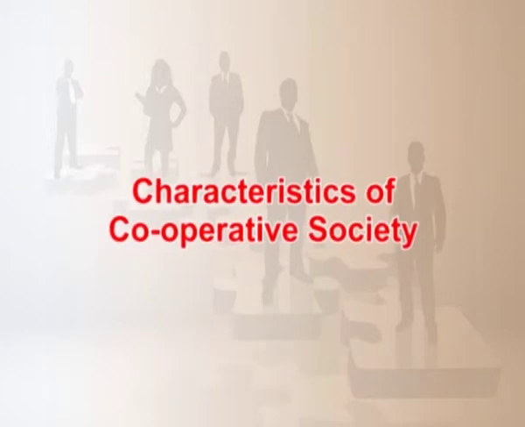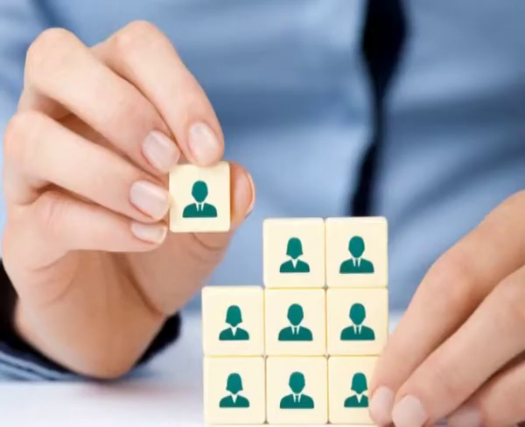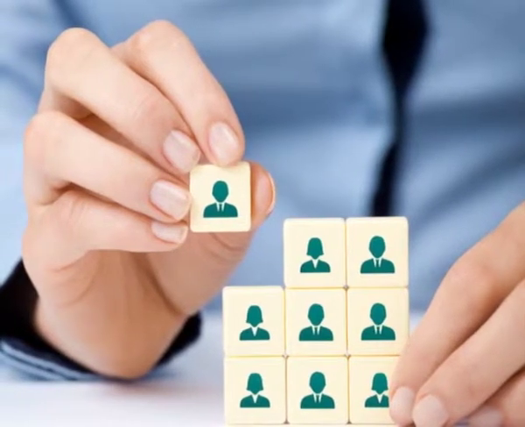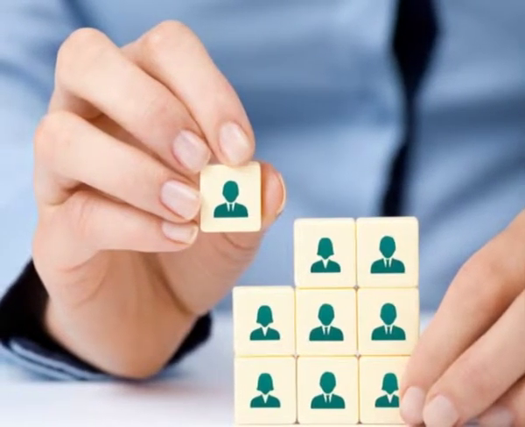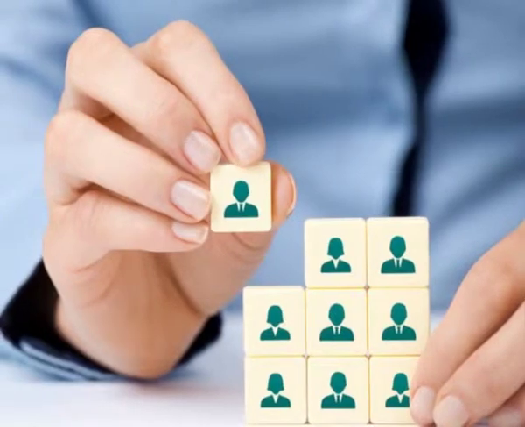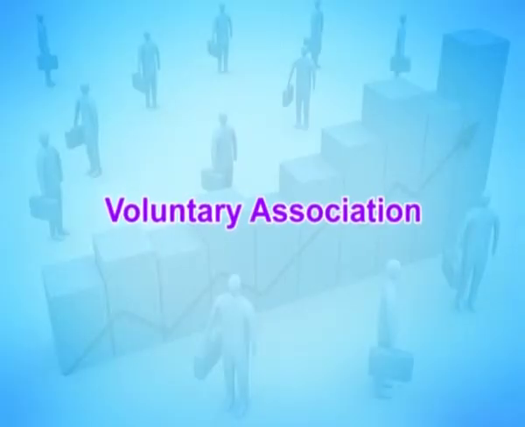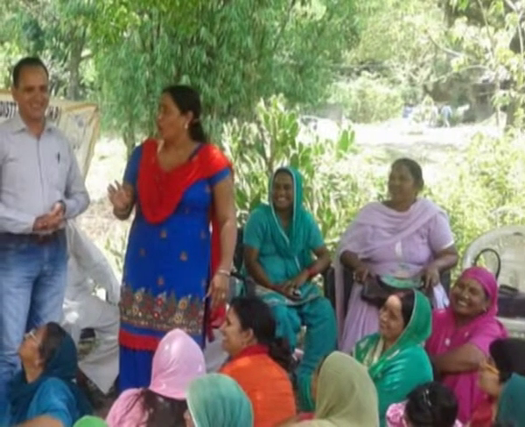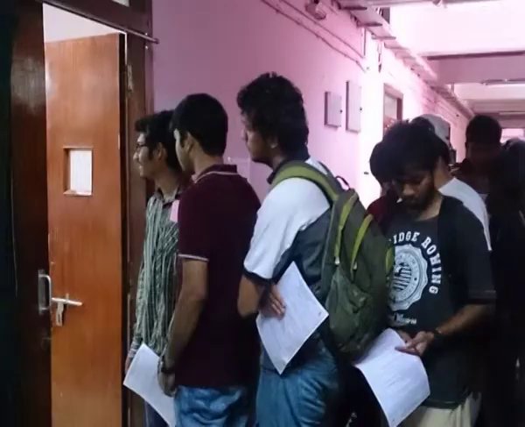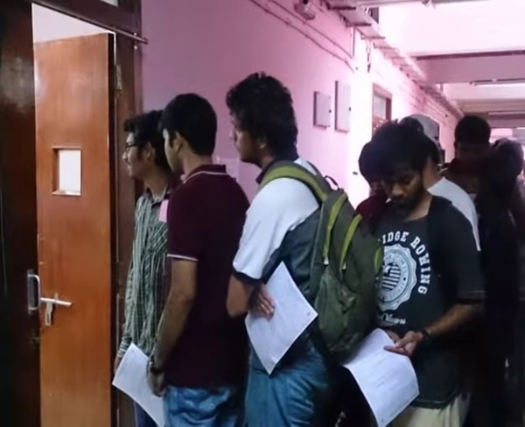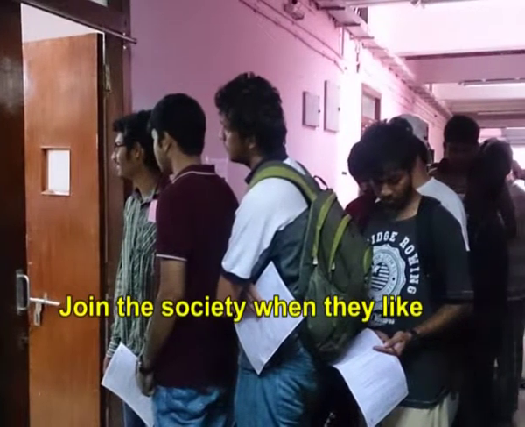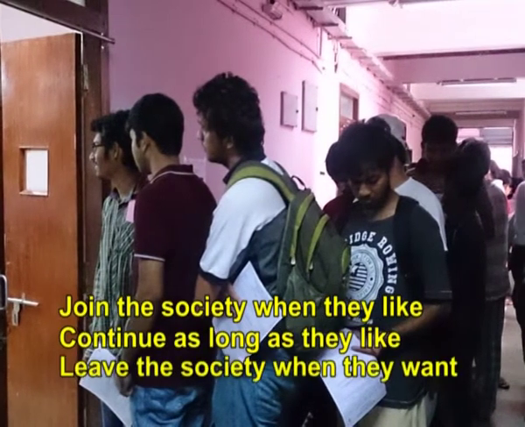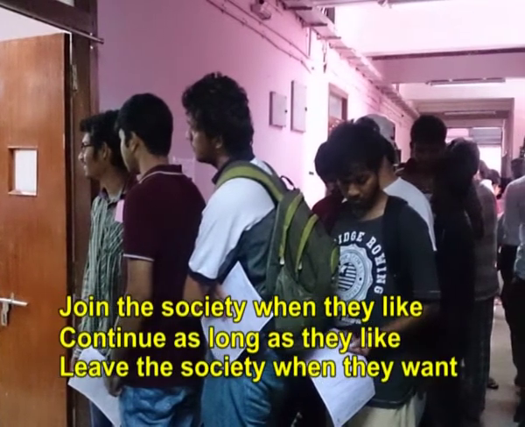Now, what are the characteristics of a cooperative society here? Based on the above definition, we can identify the following characteristics of a cooperative society form of business organization. Number one, voluntary association. Members join the cooperative society voluntarily, that is, by their own choice. Persons having a common economic objective can join the society as and when they like, continue as long as they like, and leave the society when they want.